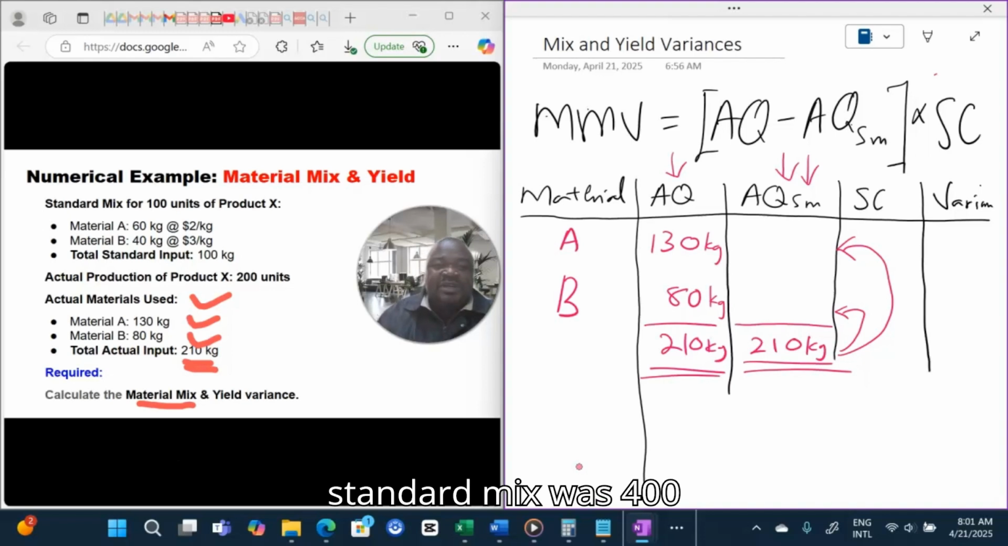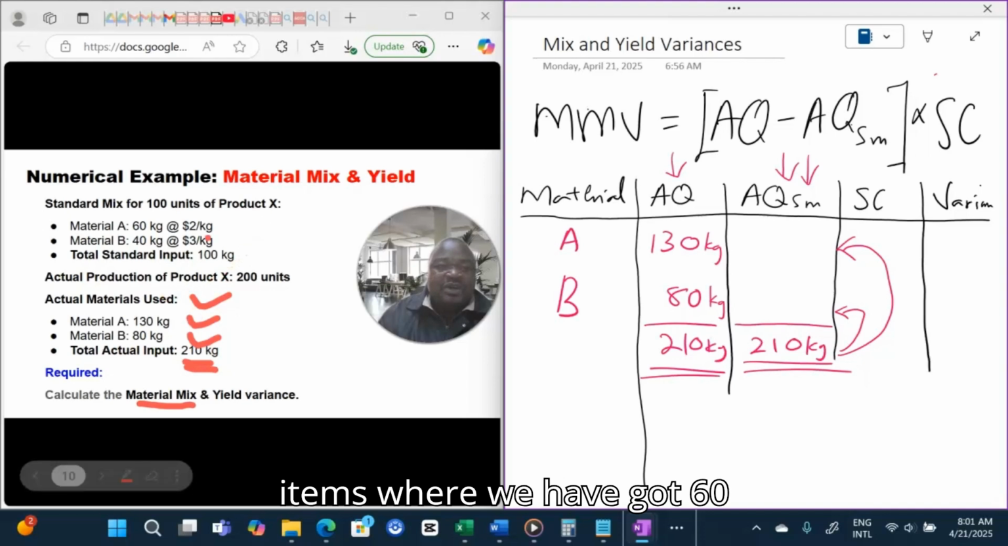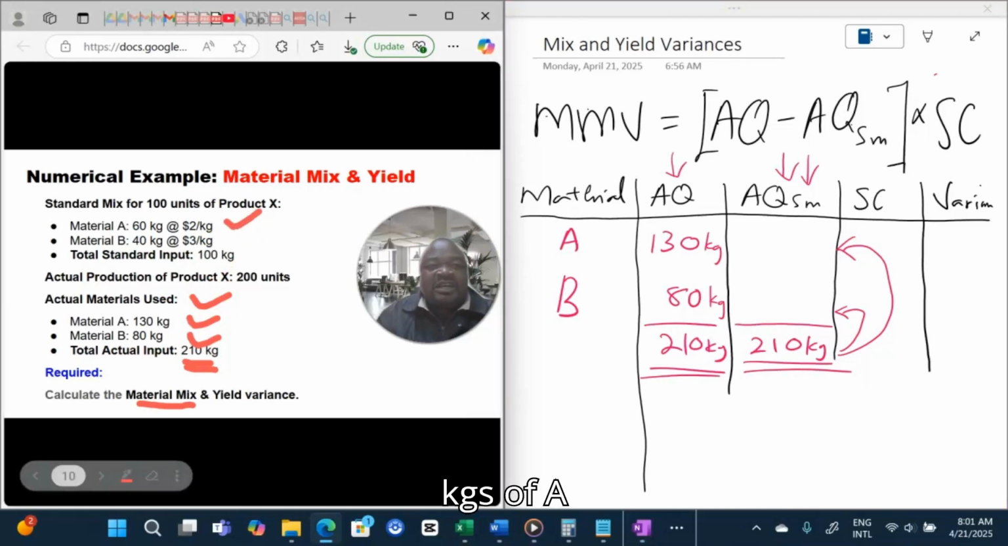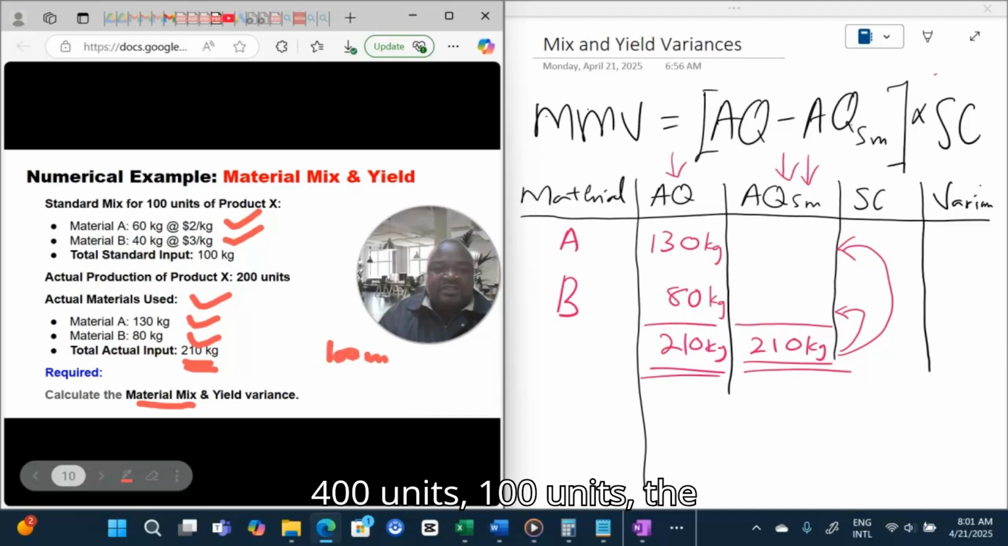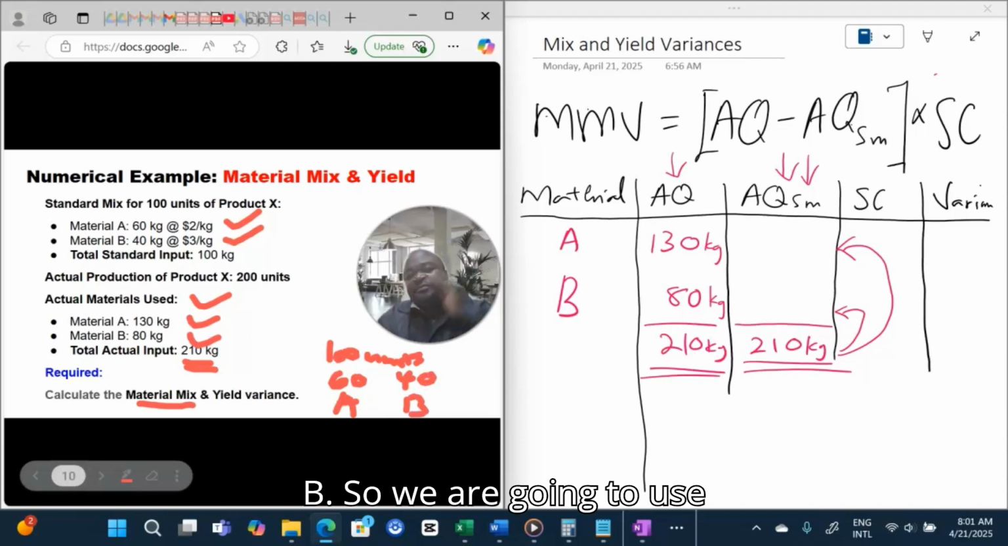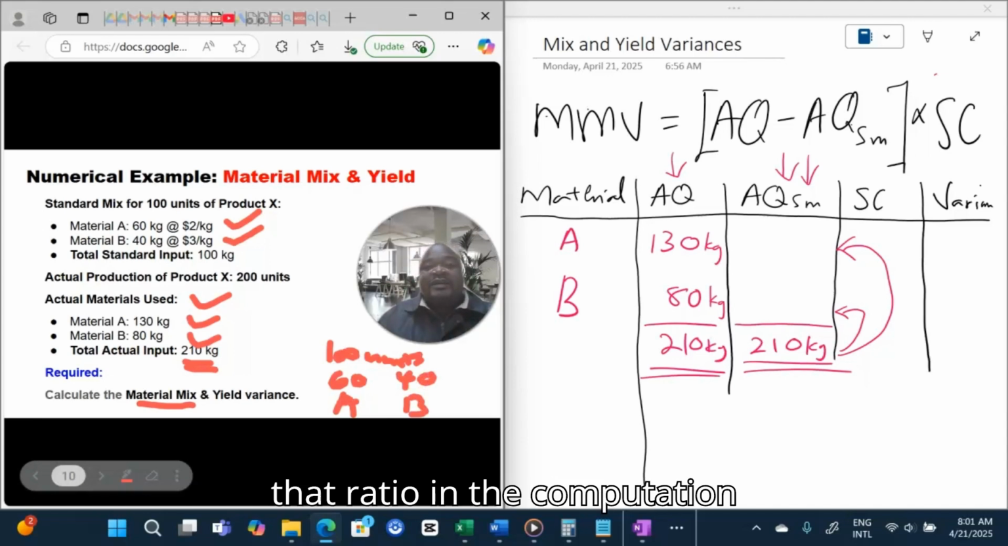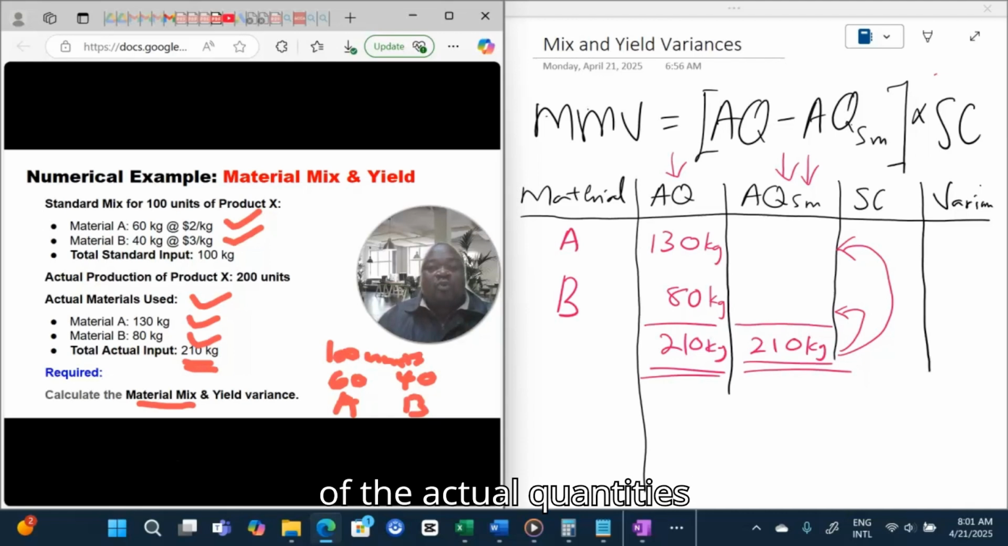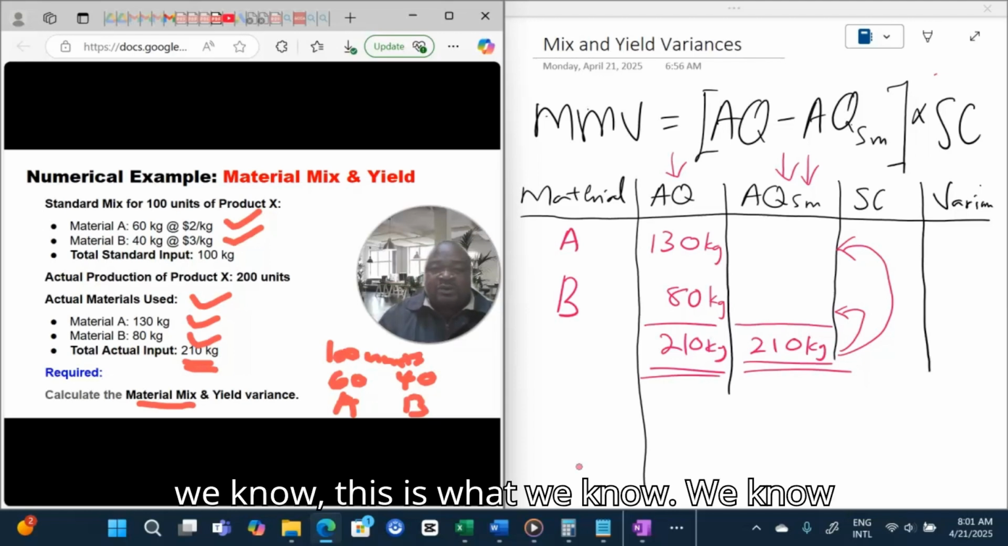All right, so the standard mix was 400 items where we have got 60 kgs of A and 40 kgs of B. So our ratio for 100 units wanted 60 of A and 40 of B. So we are going to use that ratio in the computation of the actual quantities at standard mix. So this is what we know.